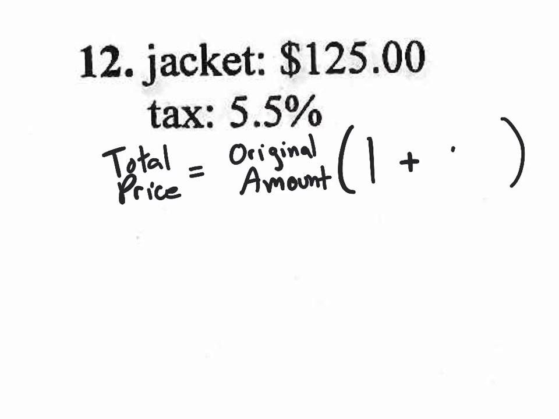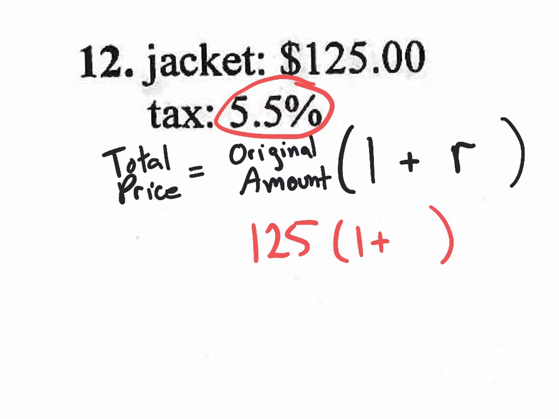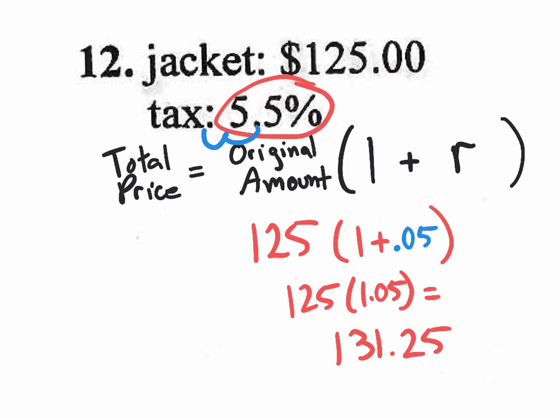And we're going to put the R right here, which is the percent, but we need to write that percent as a decimal. So 125 was the original amount, and then we put 1 plus the percent, 5.5%, but as a decimal, which means we're going to move it 2 spaces over, so it's going to be 0.055. So on the calculator, we're going to do 125 times 1.055, and it'll give us a final answer of 131.25, and that's your $125 jacket out the door if your sales tax was 5.5%.